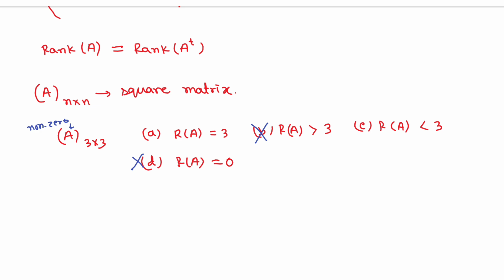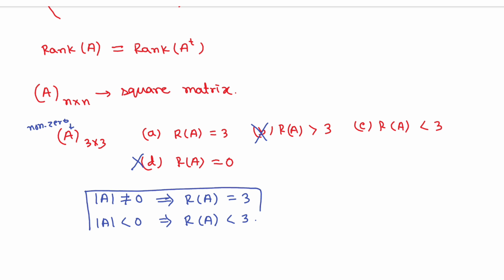So the short trick is, if the matrix is a square matrix, then we can easily find the determinant. If the determinant is not equal to 0, this implies full rank, that means 3. If the determinant is equal to 0, then the rank will be less than 3. But remember, this method is only possible for square matrices, and using the determinant you cannot say the exact rank. If the determinant is 0, you can say the rank will be less than the order of the matrix, but you cannot say the exact rank.